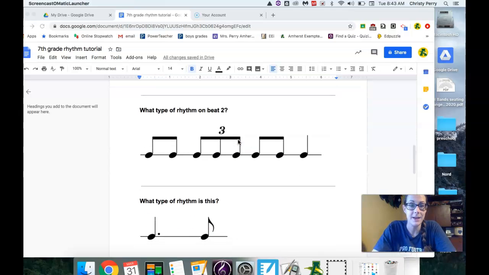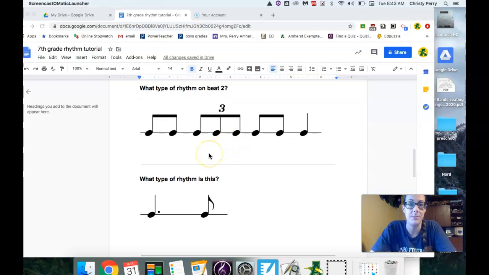Okay, the next question said, what type of rhythm is on beat 2? I forgot, I don't think I can go back in and fix my typo there. What type of rhythm is on beat 2?